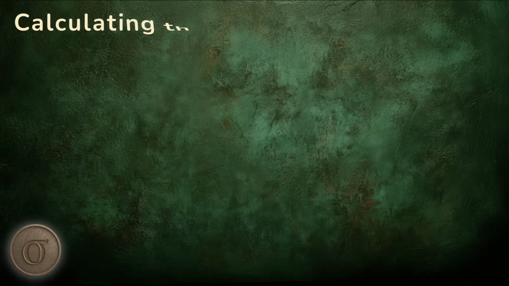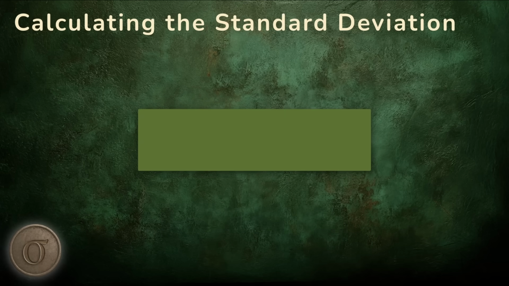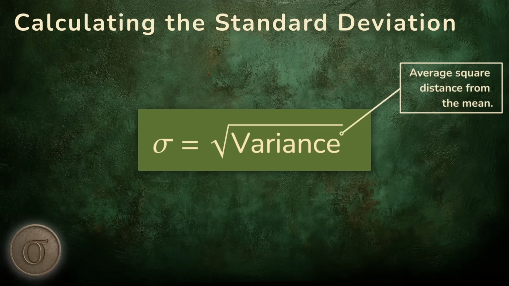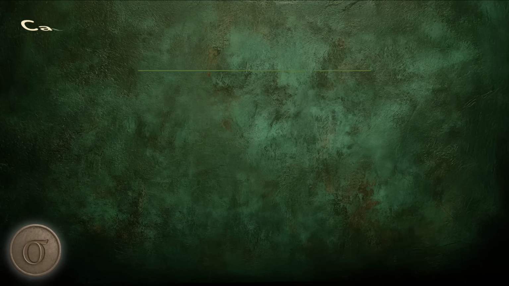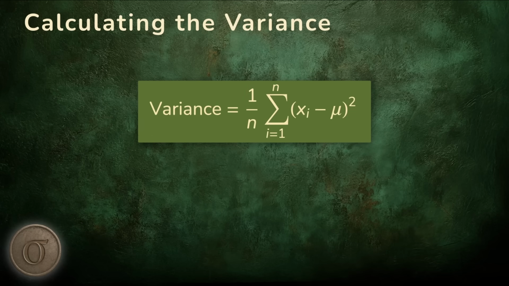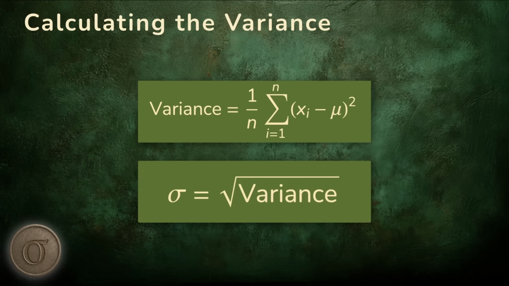You compute the standard deviation using this formula, where the variance is the average square distance from the mean. To calculate the variance, we subtract the mean from each value, square it, then take the average of those numbers. Once you have the variance, you take the square root to get the standard deviation.